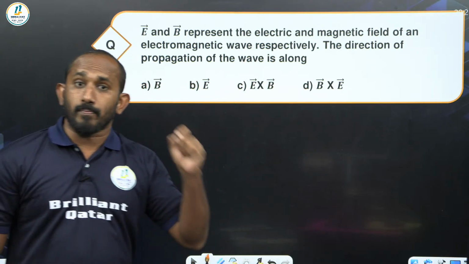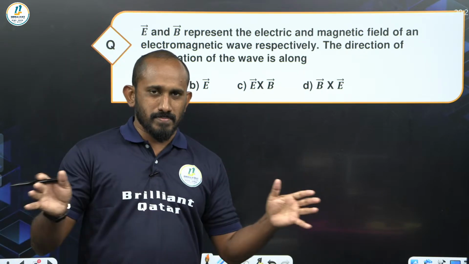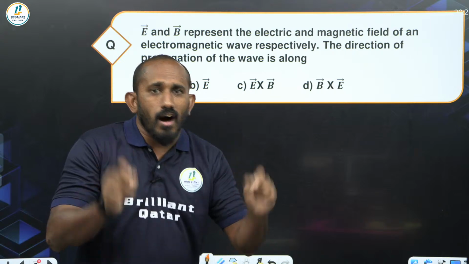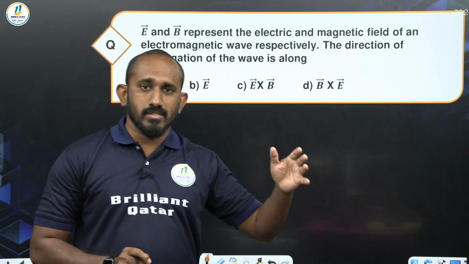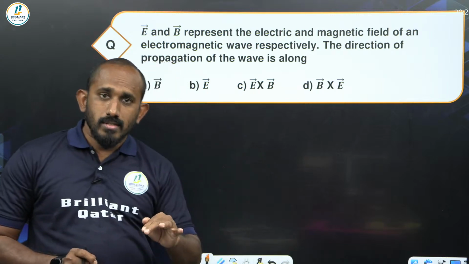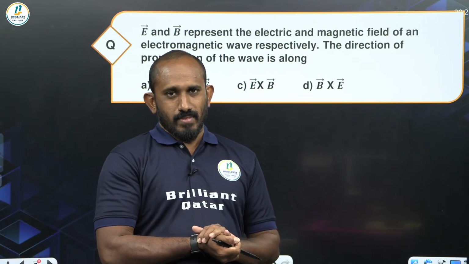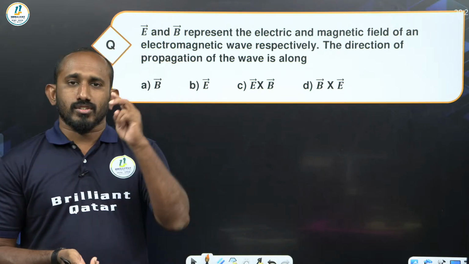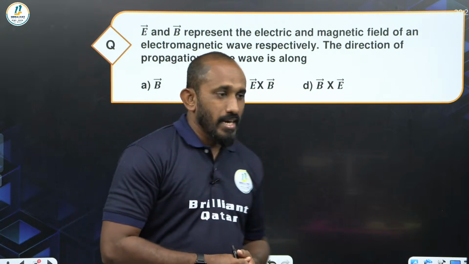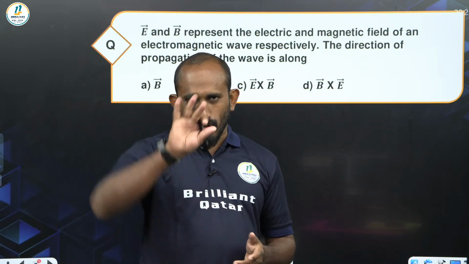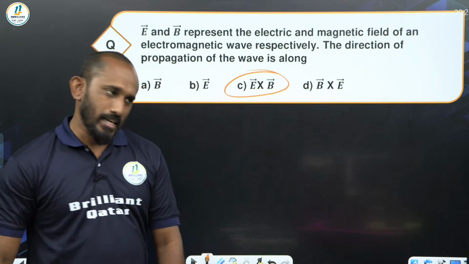So the direction of propagation of an electromagnetic wave, we might have studied in the theory part. Electromagnetic waves are transverse waves. The direction of propagation is perpendicular to both the components of the wave, that is the electric field and the magnetic field. So E and B are there, then it will be perpendicular to both. The concept is A cross B, the cross product, so E cross B will be the answer here. Option C is the correct answer.